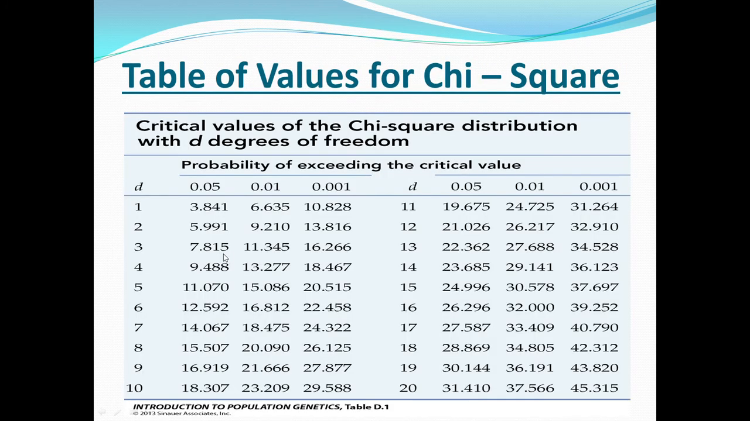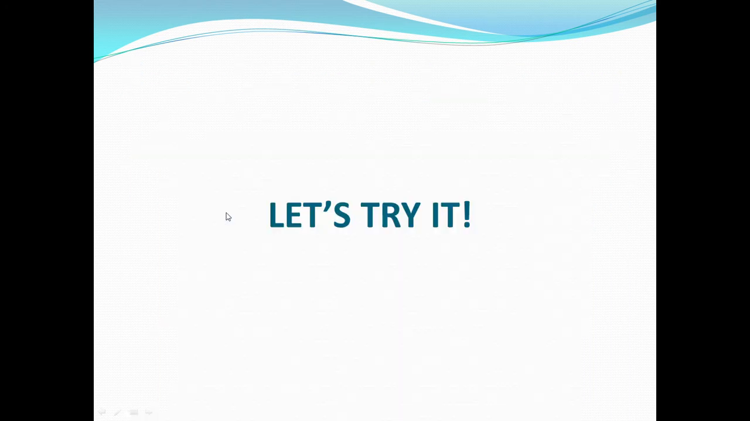Now, dito naman sa table 4, table of values for chi-square. So ganun lang din. So for example, yung degrees of freedom natin ay 1 and yung ating margin of error na ginamit ay 0.05. Yung ating critical value ay ito, 3.841. Okay. Now let's try it. Let's see how to compute or how to do the hypothesis testing.